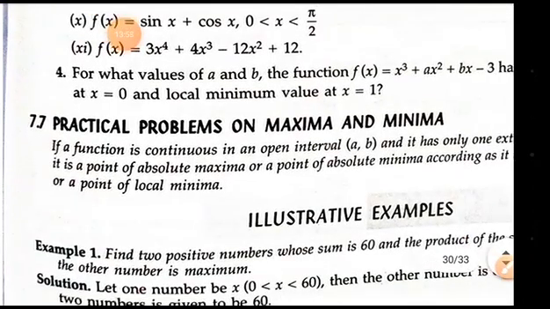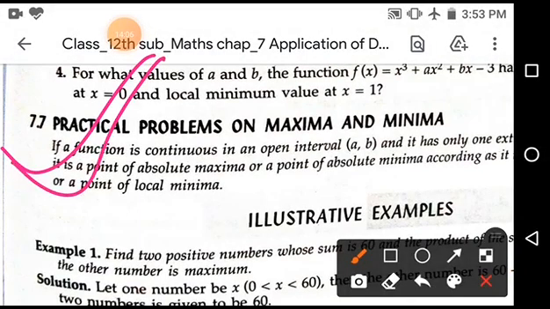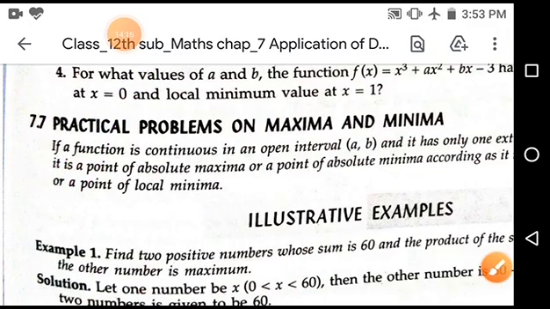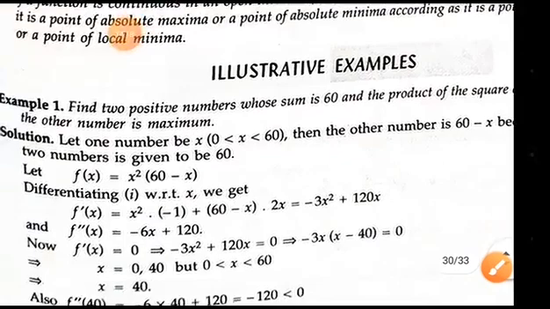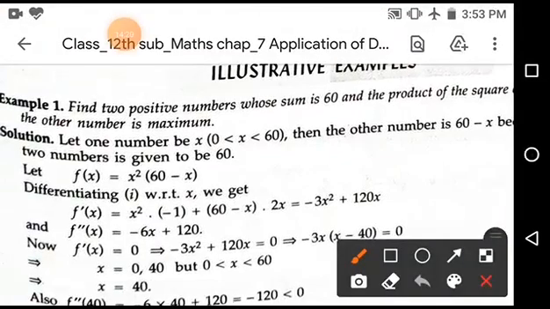Now the last topic of this video is practical problems on maxima and minima. So this is important, and generally a long question is asked from this topic in the board examination. Clear? So in this topic we will discuss some practical examples of maxima and minima. For example, example number 1: find two positive numbers whose sum is 60 and the product of the square of one number and the other number is maximum.